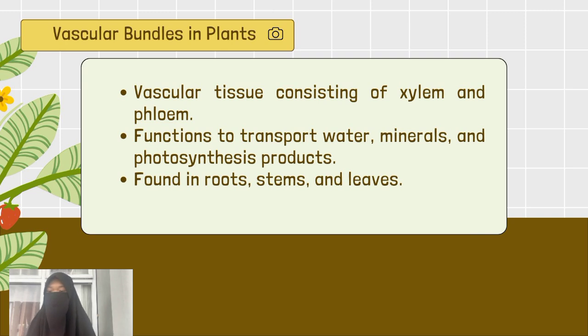Okay, the next slide is vascular bundles in plants. Vascular bundles are a system of vascular tissue composed of xylem and phloem, responsible for transporting water, minerals, and photosynthesis products throughout the plant. They are found in roots, stems, and leaves, forming an integrated transport network that supports plant growth and metabolism.